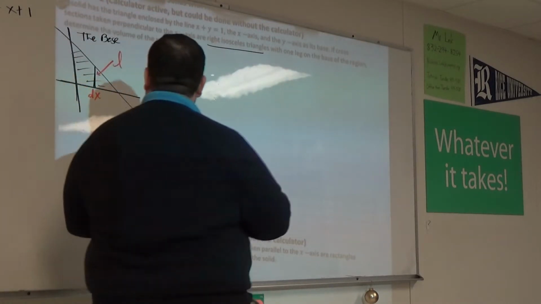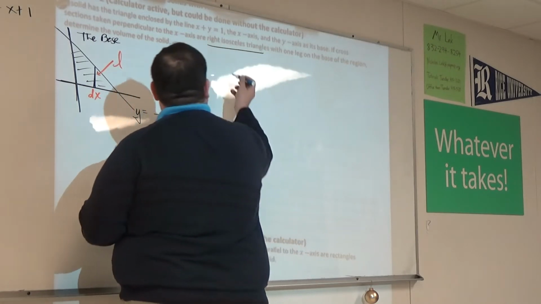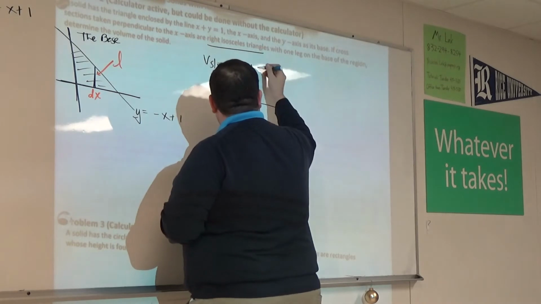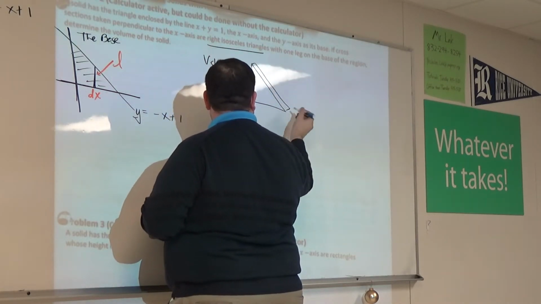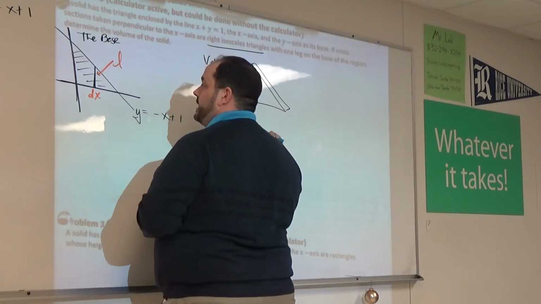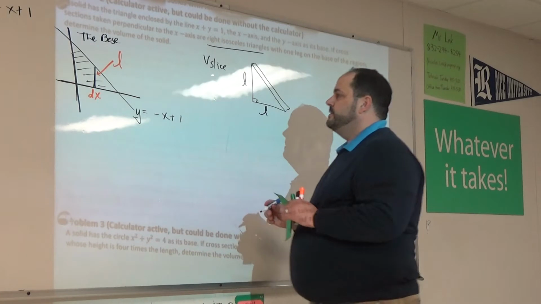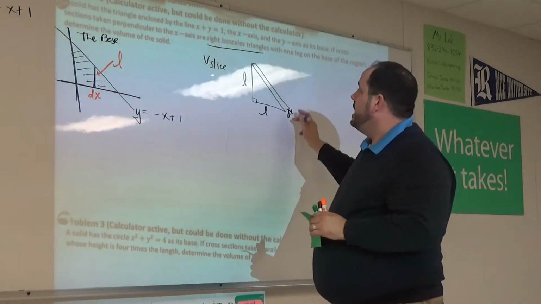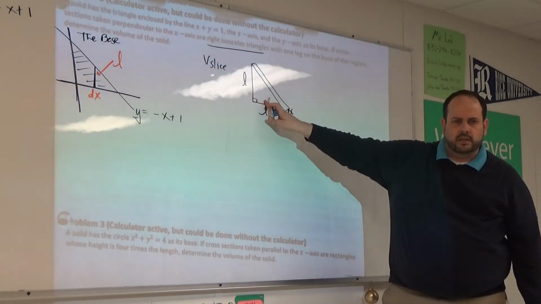We need to do a little bit of geometric thinking over here when we start talking about slice. I'm a big fan of drawing the slice. Here's my slice. Give it a little bit of thickness. It's the right isosceles triangle. This part over here is L. This part over here is L. And the thickness is the dx. I'm curious, how would you find the volume of the slice?